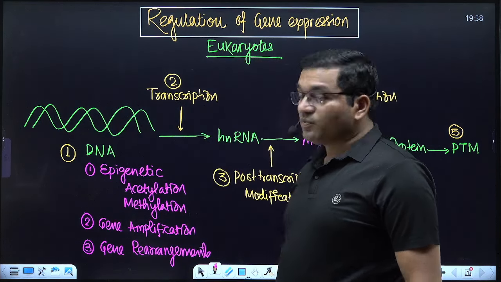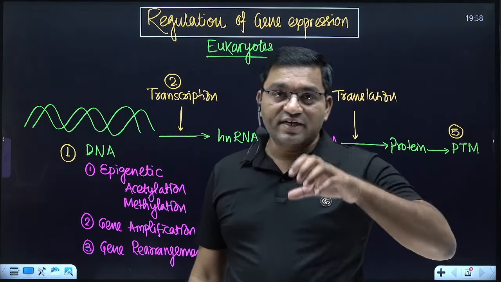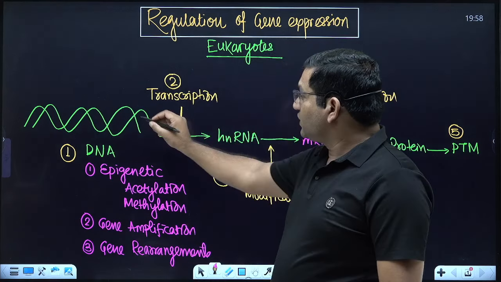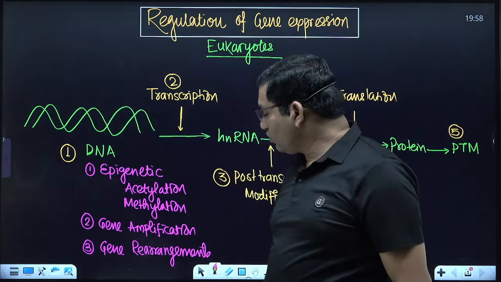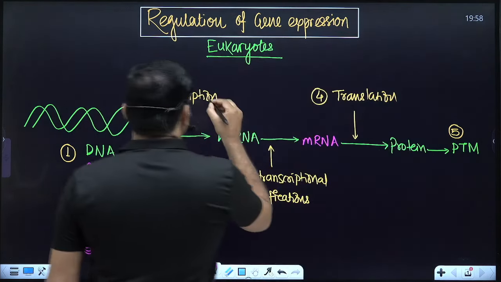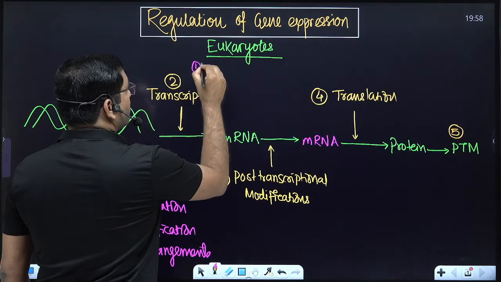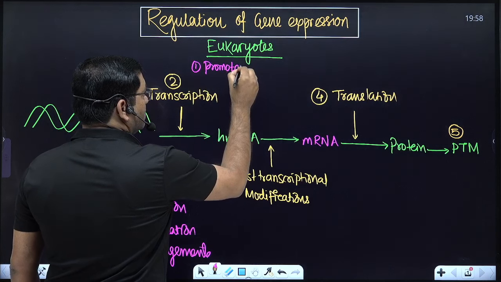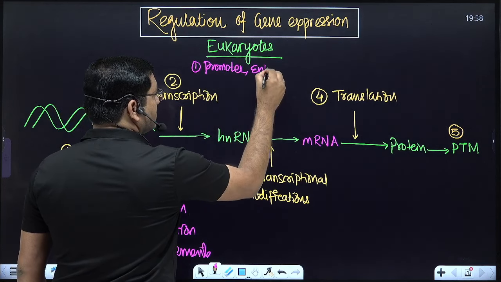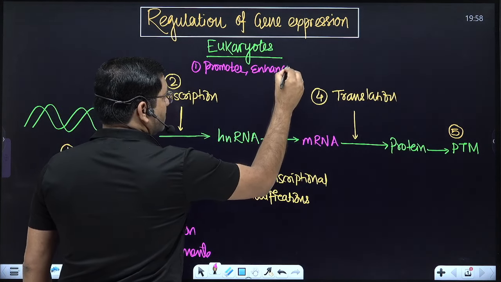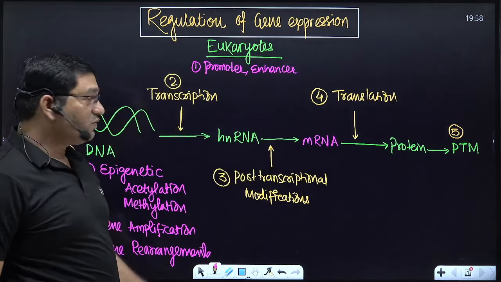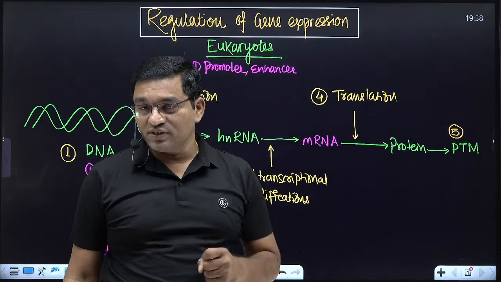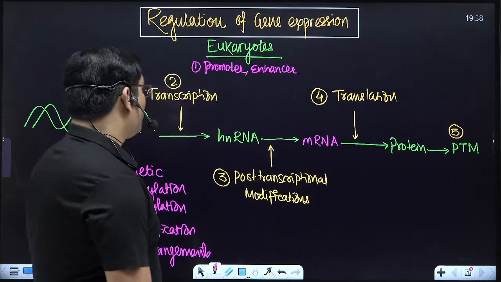in the transcription process, meaning synthesis of RNA from the DNA. There are certain sequences in the DNA. They are known as the promoter region, or enhancer sequences, which help in the transcription process or regulation of the transcription process.